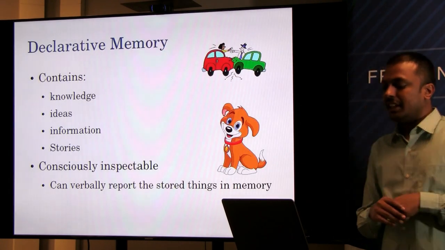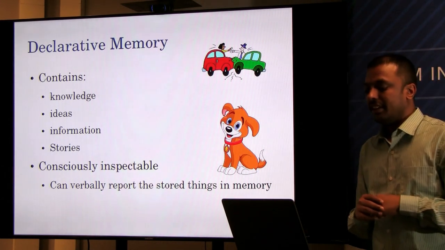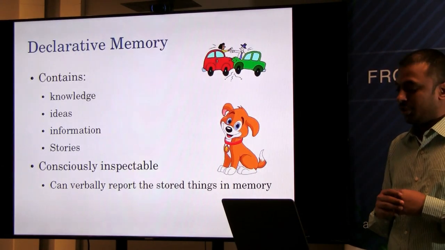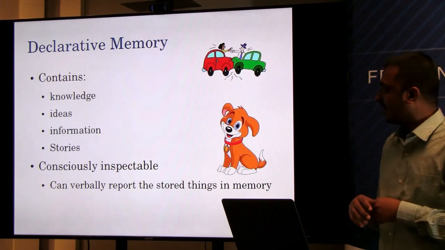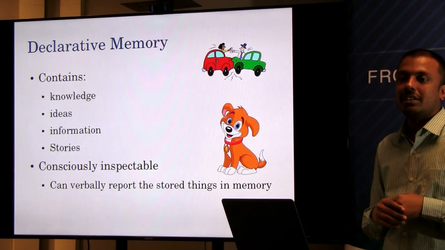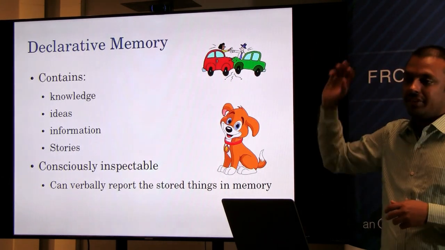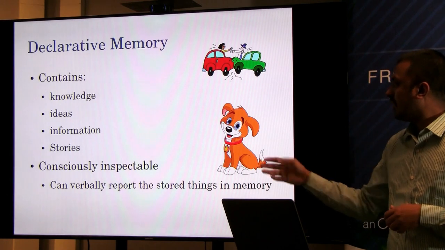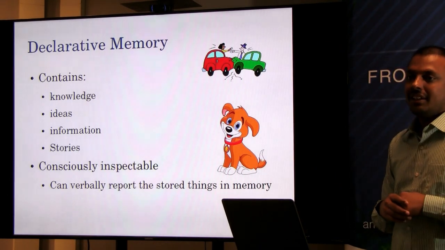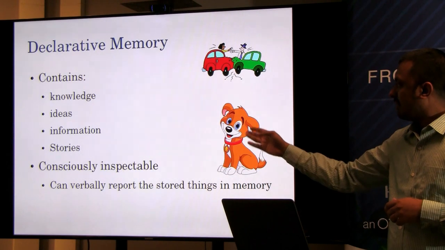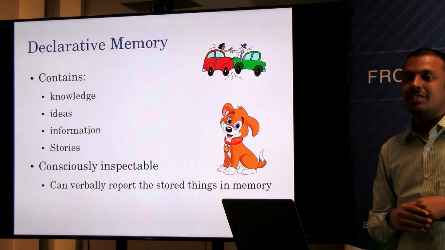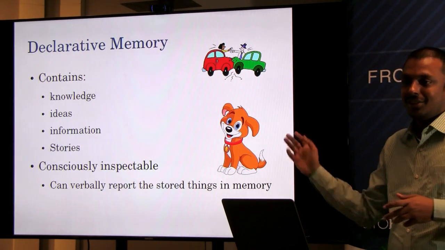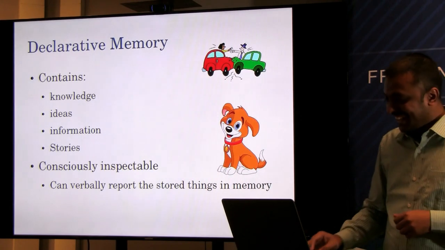Declarative memory contains knowledge, ideas, information, and stories. So you remember that you had an accident and a fight with someone. You remember that this is a dog. You remember that a smiling dog doesn't bite or something. I don't know whether you remember or not.